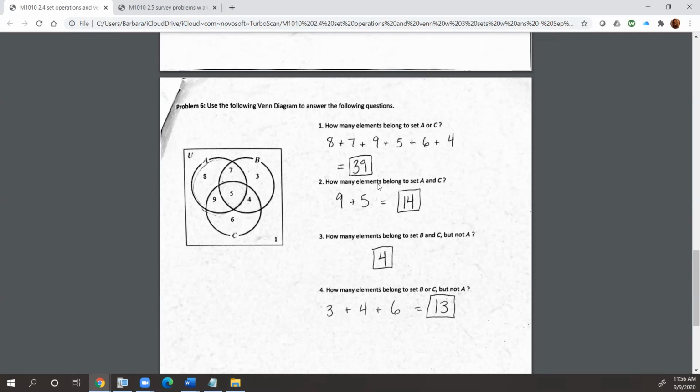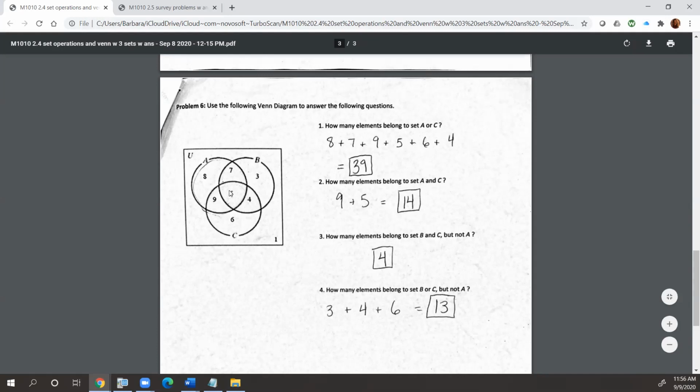How many elements belong to A and C? Well, that means what is the intersection of A and C? So or means union, and and means intersection, or the elements they have in common. So the elements that are in A and C are 5 and 9. 5 plus 9 is 14.